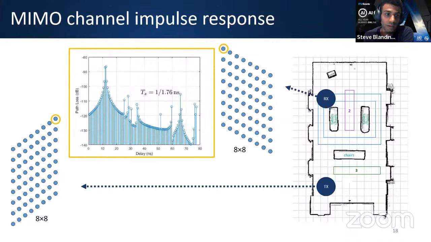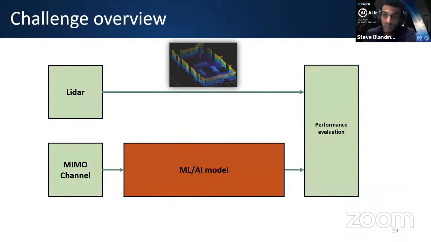And of course, the use of MIMO and multiple antennas will help in giving some information about the spatial domain, about the angular AOA and AOD in azimuth and elevation. So this is the overview of the challenge. We expect the design of a machine learning model that takes as an input the MIMO channel and will give as an output the depth map of the environment.